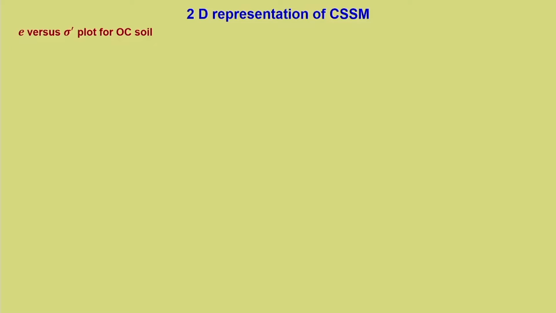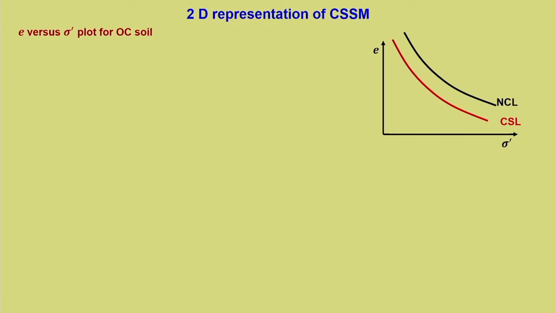Now, e versus sigma' plot for OC soil. Let us see what will be the implication of stress history. We will start with the same discussion, e versus sigma'. Now, what is happening for over consolidated state? The soil has been consolidated to this particular stress level, and then it is further unloaded. So, this is the unloading path, and hence the final point reaches here.